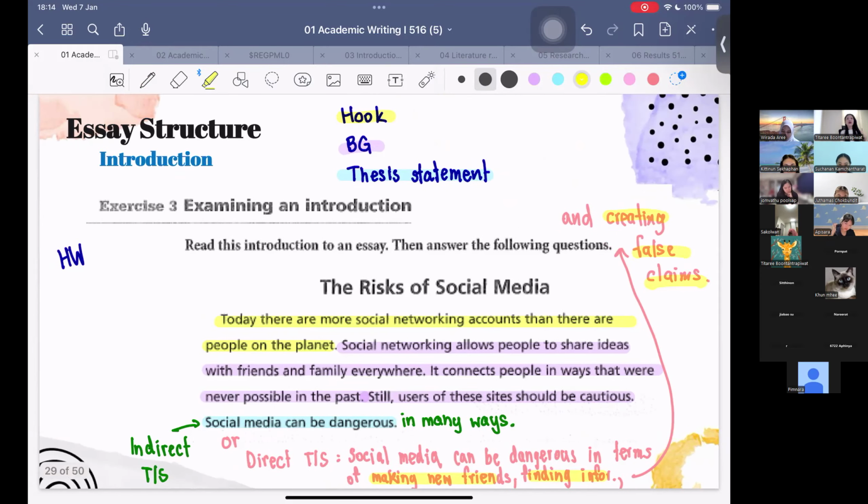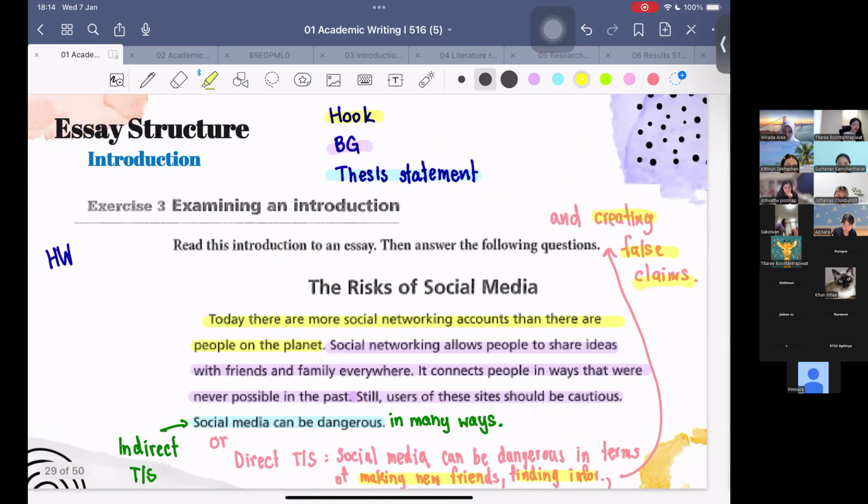Anybody have questions? My lips look very dark.